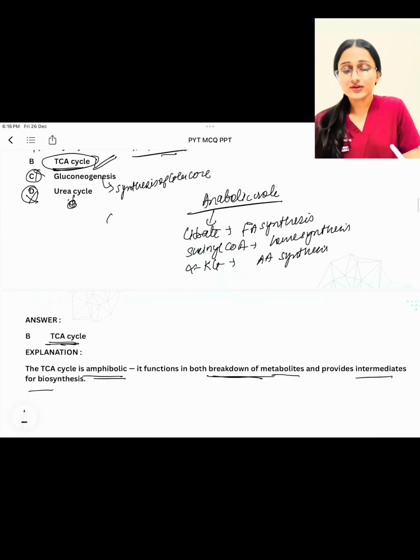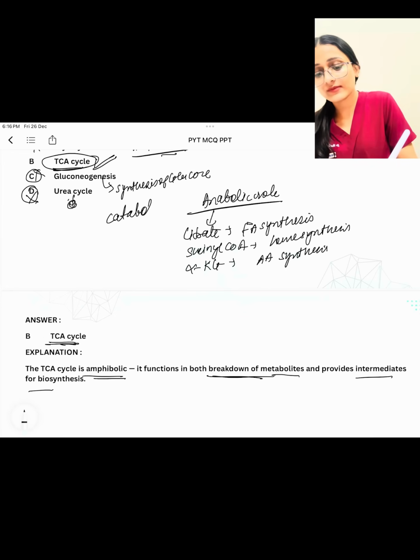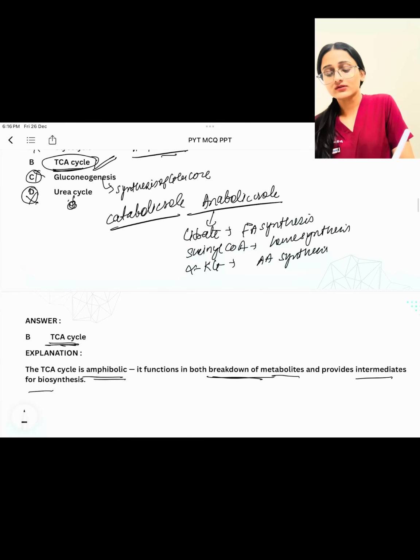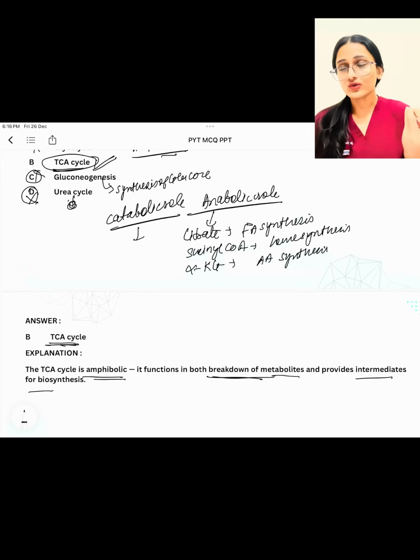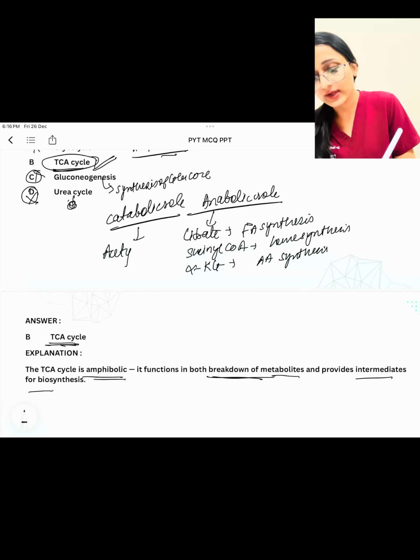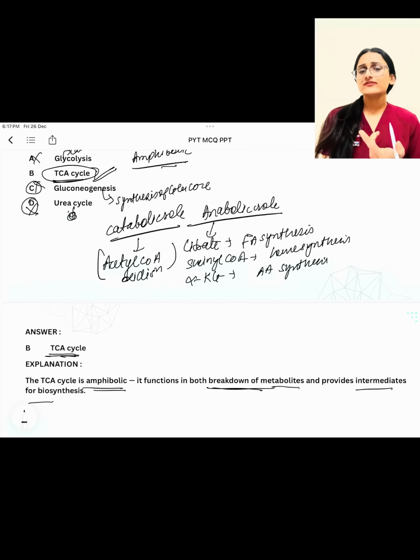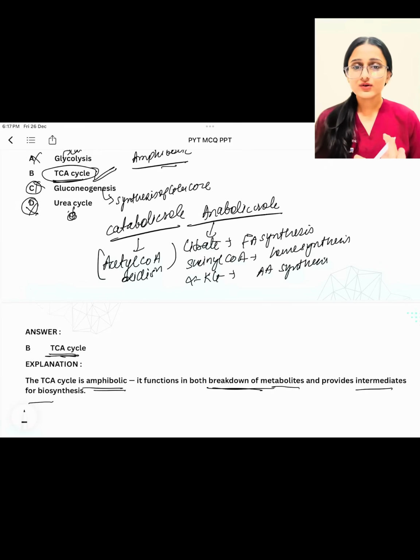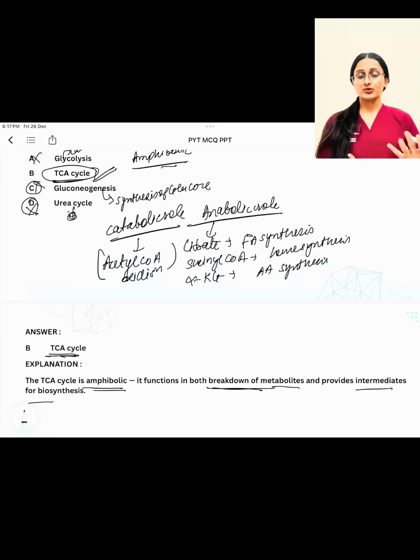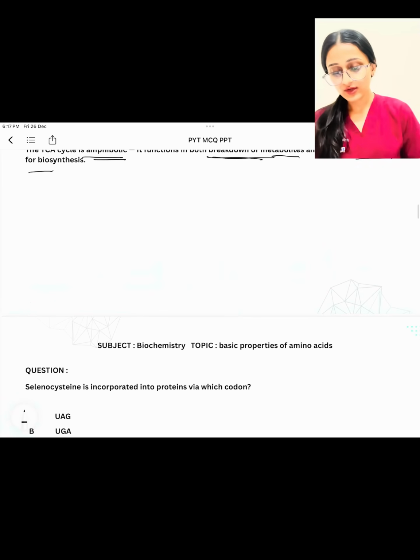And what is the catabolic role for the TCA? Catabolic role means TCA basically breaks down or oxidizes acetyl CoA, and also it produces NADH, FADH2, GTP. Okay, so that is catabolic role, and the anabolic role is what we have seen.